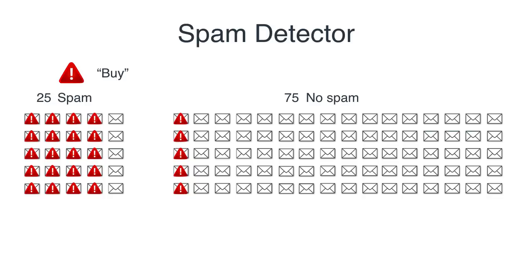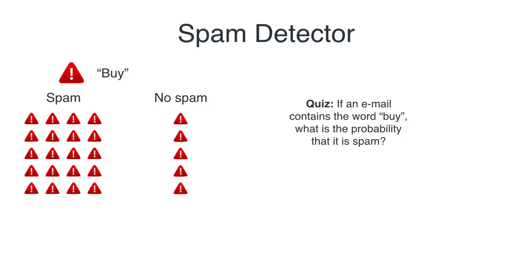And here's a quiz. The quiz says, if an email contains the word buy, then what is the probability that this email is spam, given the data that we have? And the options are 40%, 60%, 80%, and 100%. So feel free to pause the video and think about it yourself. Given the data that we have, what is the probability that if an email contains the word buy, then it is spam? This is a conditional probability. So I'll tell you the answer.